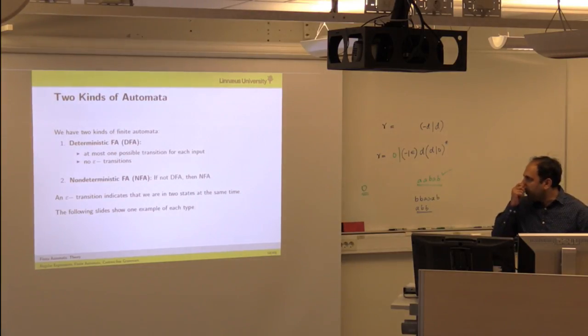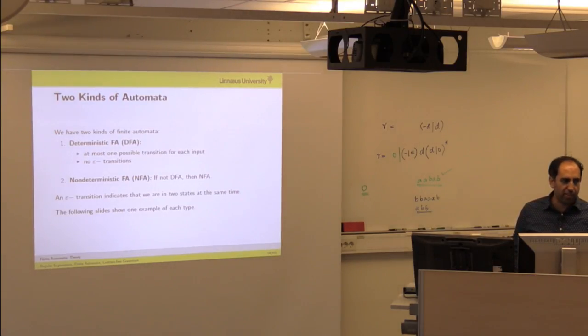And then we have 2 different kinds of finite automata. One we call deterministic finite automata, and another one is non-deterministic.